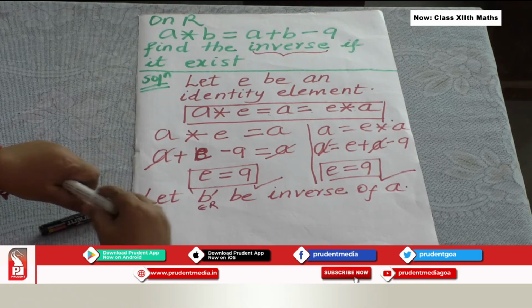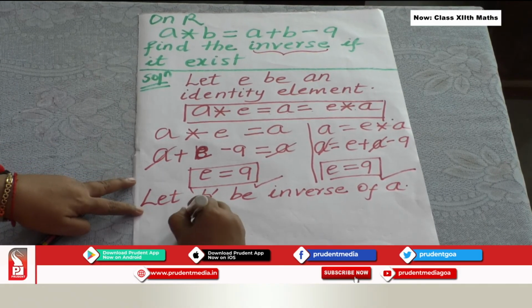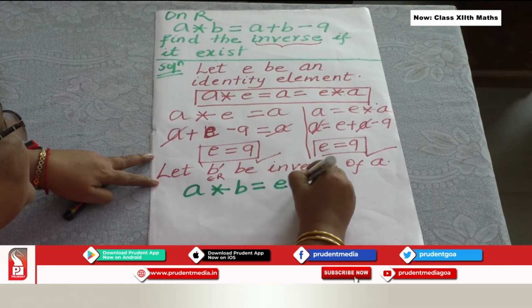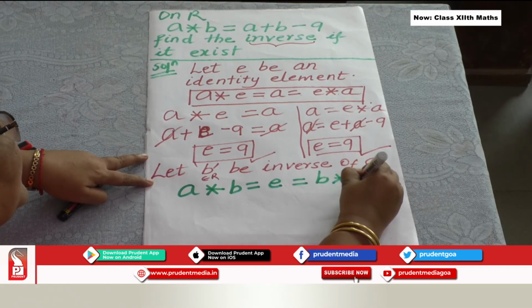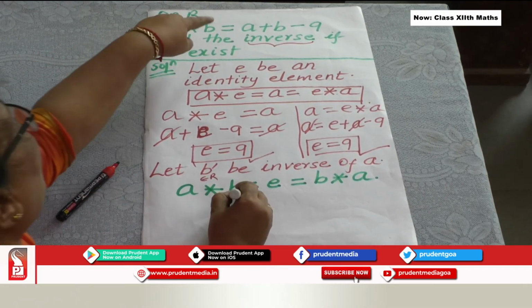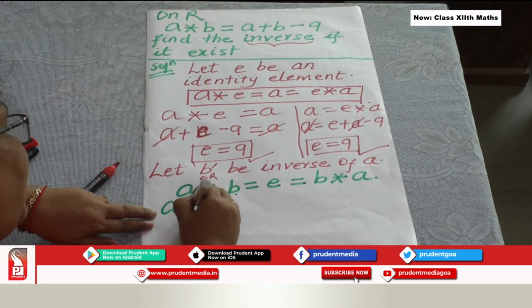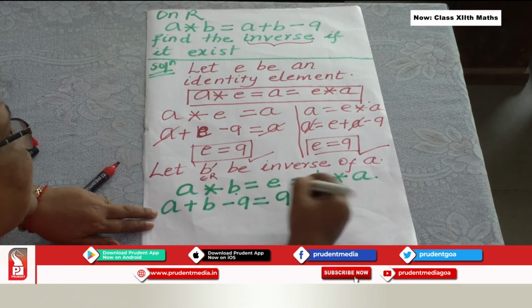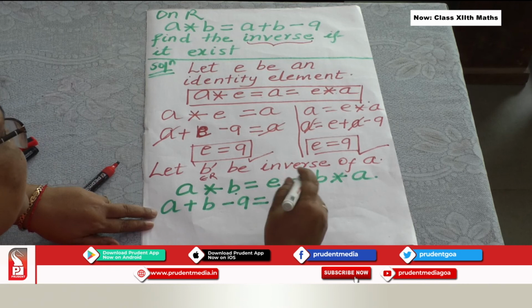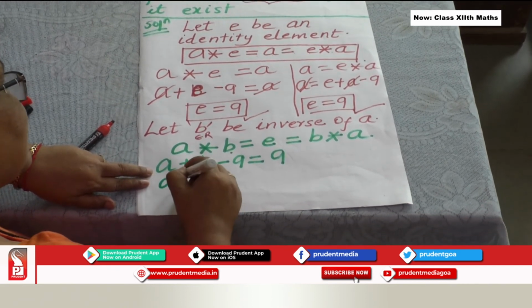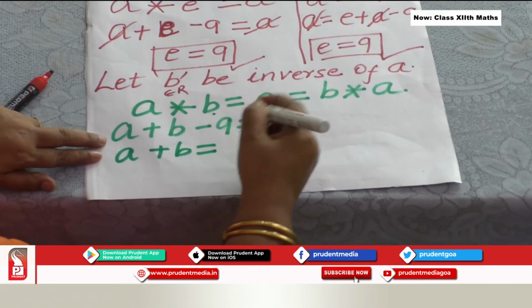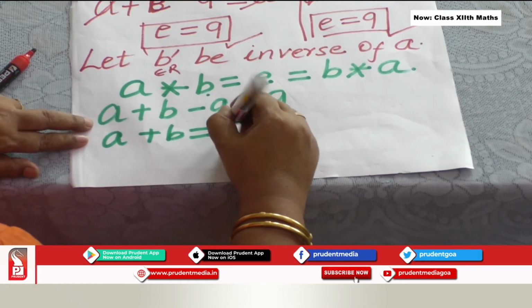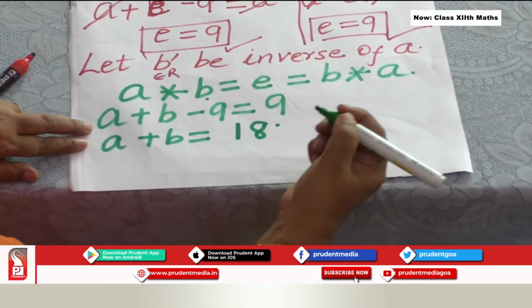Now you write the definition of inverse. What is the definition of inverse? If B is the inverse of A, then A star B is the same as the identity element, which is the same as B star A. Okay. So what is A star B? You copy here A plus B minus 9, and what is the identity element? Identity element is 9. Okay. So this will go this side. You will get A plus B equals minus 9, and this 9, identity element is 9, so you will get 18. Correct? You will get 18.